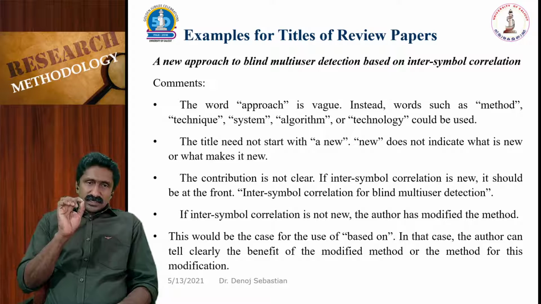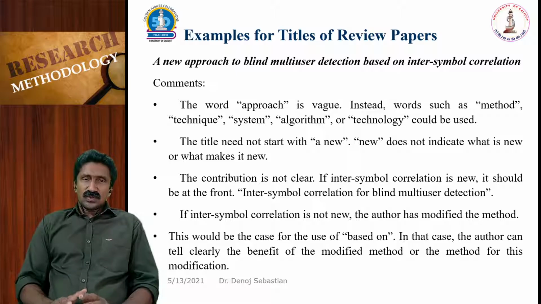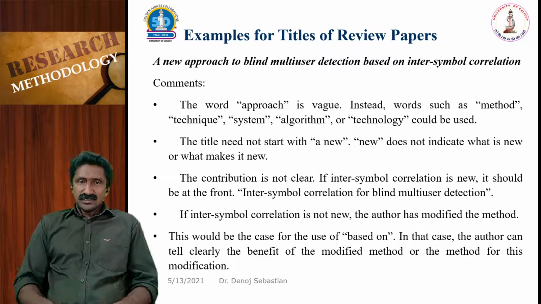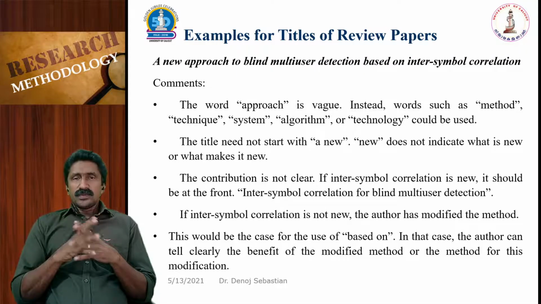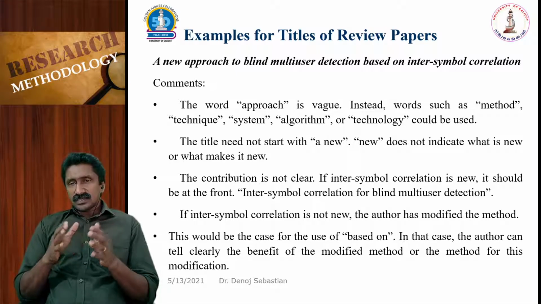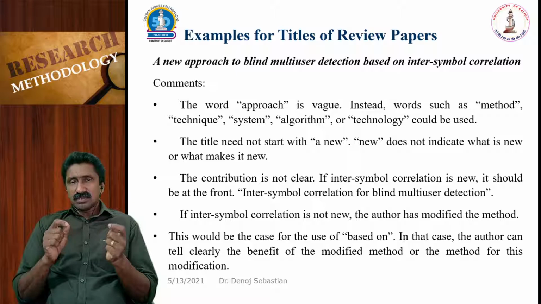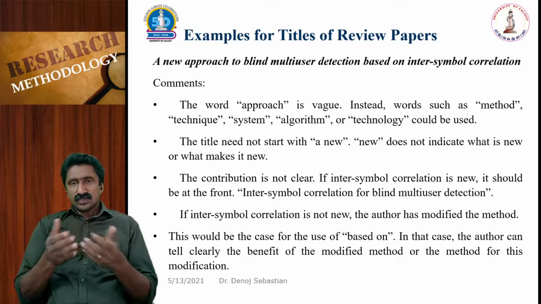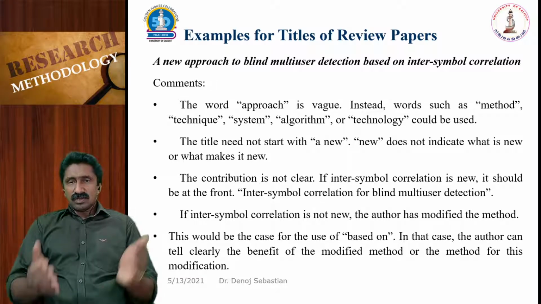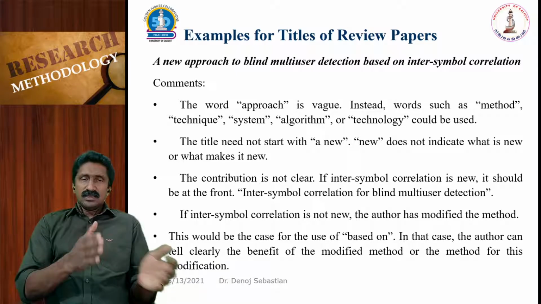Now, the title need not start with "a new". New does not indicate what is new or what makes it new. That is not mentioned in the title, so the term new is not relevant there. Now, the contribution is not clear. If the intersymbol correlation is new, it should be at the front. For example, intersymbol correlation for blind multi-user detection. If intersymbol correlation is the more important or significant part, then you can start with that portion.